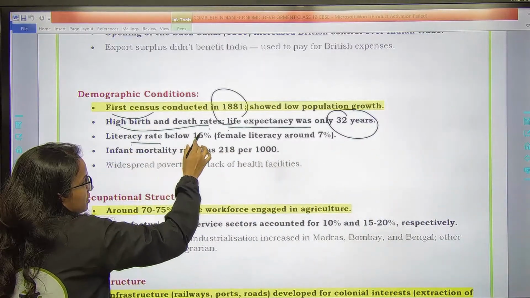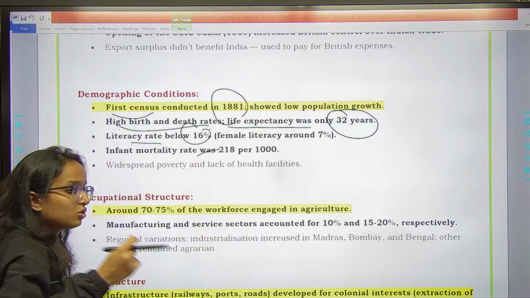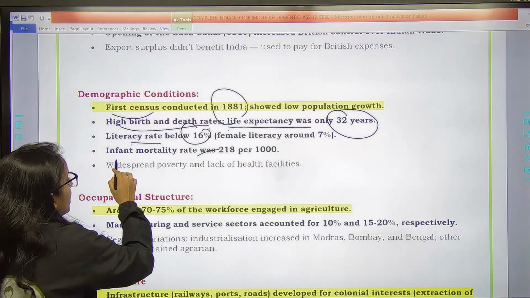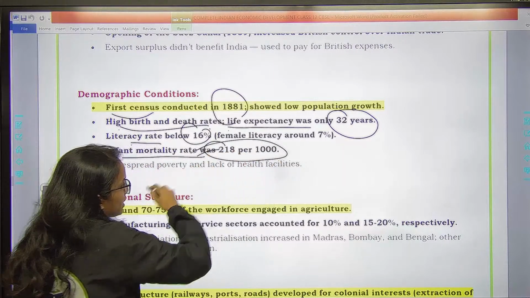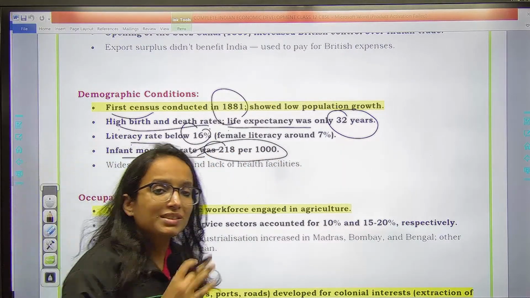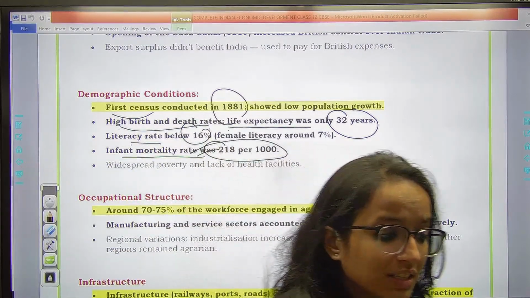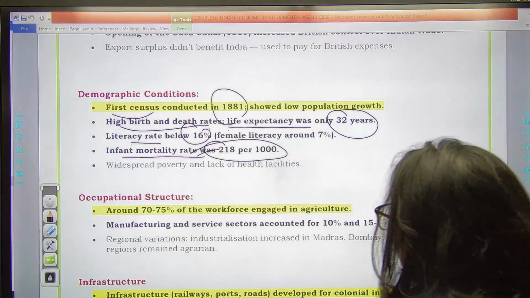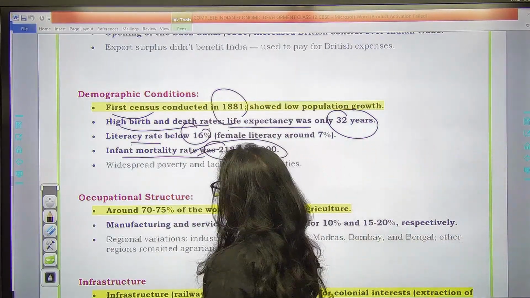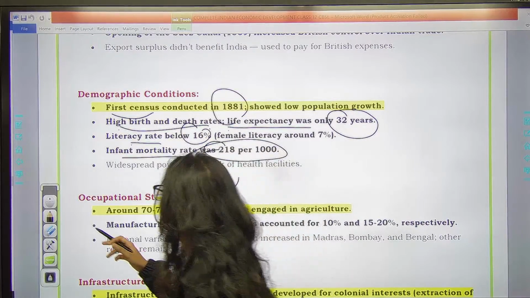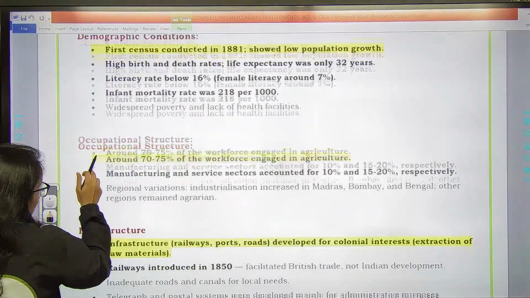Literacy rate was below 16%. Female literacy was around 7% only. Infant mortality rate was 218 per thousand. That means per thousand live births, 218 children used to die. There was widespread poverty and lack of health facilities. Poverty was also high.